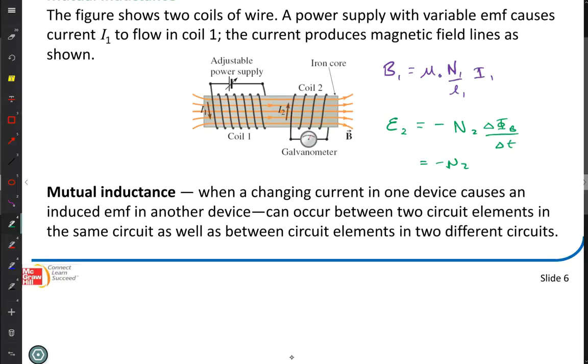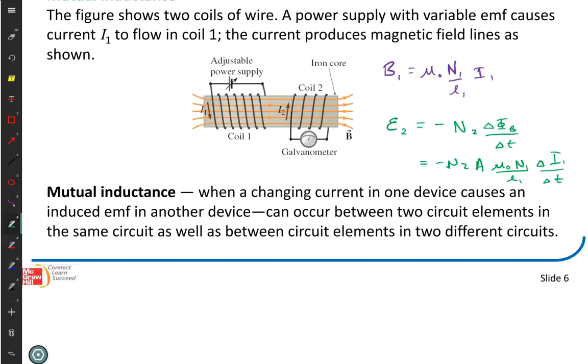Minus N2, the magnetic flux is going to be the area. The area is a constant, so I'm just putting it as A because I drew them as the same area. The picture shows the same area. And then mu naught N1 over L1, change in current 1 over change in time. Why change in current 1? Because it was the change in flux. We're not changing the area. We're not changing the number of loops. We are just having the current that can change.